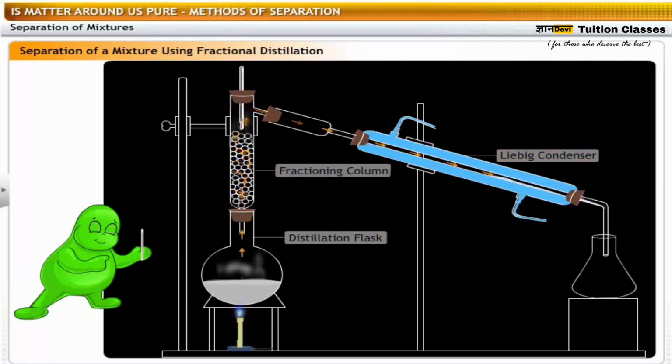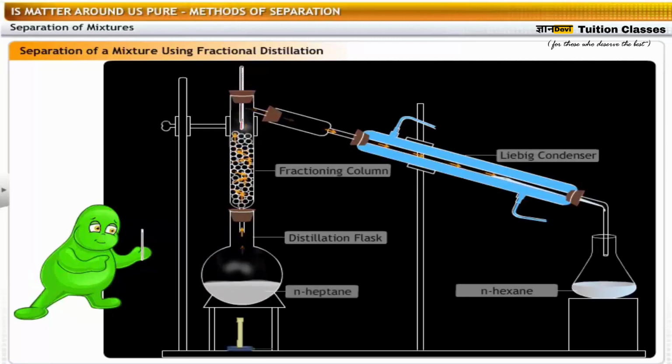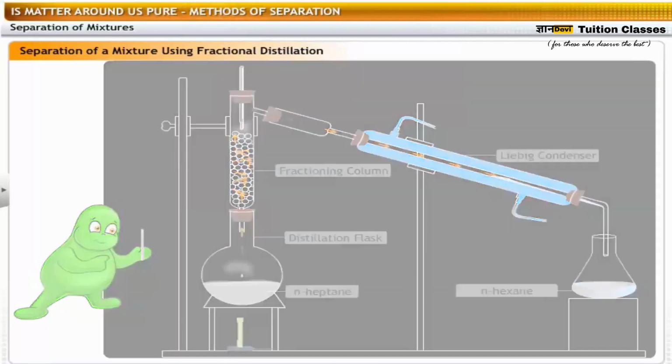A simple fractioning column is made up of a tube packed with glass beads. The beads provide the surface for the vapors to cool and condense again and again. The fractioning column obstructs the smooth upward flow of vapors. During this process, only the vapors of N-hexane, which has a lower boiling point, pass through and get condensed in the condenser. N-heptane, which has a higher boiling point, condenses and flows back into the distillation flask.